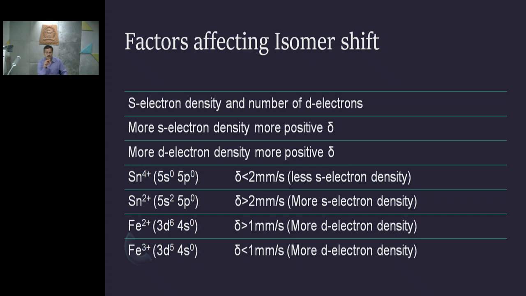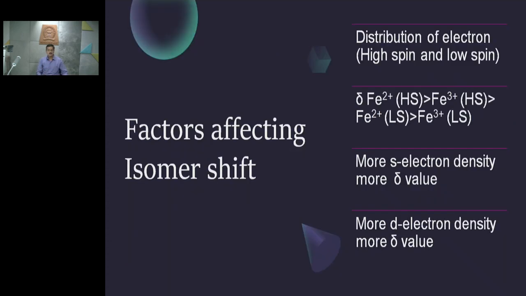While Sn2+ has increased S electron density because there are 2 electrons in the S orbital. Similarly, Fe2+ has increased electron density, so it is increased by 1 mm per second, while Fe3+ has one electron less, and therefore it is decreased by 1 mm per second. So the number of electrons present in the orbitals leads to shifting of the delta value, that is, the isomer shift.